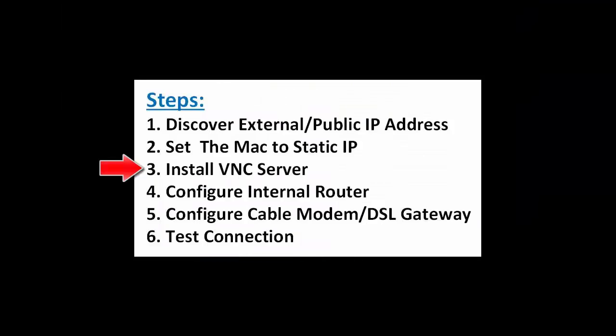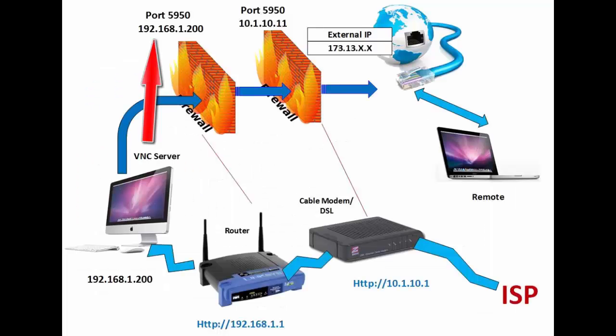Okay, here's step number three. We're gonna install the VNC server on the Mac machine. Again, we're gonna install the VNC server on the Mac. You can see here the Mac that's gonna have the VNC server installed is gonna be set up on port 5950, but by default it's 5900 for VNC server. You're gonna see in a second why we want to do that.